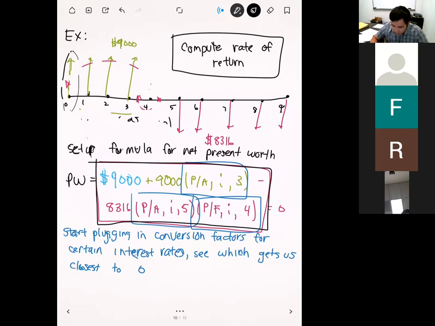And most likely, for most cases, it's not going to be a nice whole number. And so you're not going to find something in the tables that's going to satisfy this completely. But you will be able to find approximately where it lies. Once you find those bounds, you can interpolate in order to solve for that rate of return. Unfortunately, there's no elegant way to go about this, and so you kind of just have to start plugging in values.